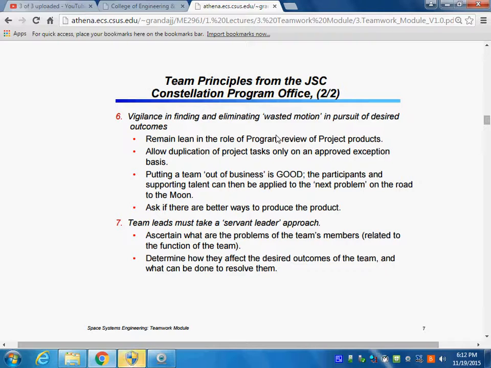I like number 7. Team leaders must take a servant leader approach and ascertain that the problems of the team members are related to the function of the team. How this affects the outcomes is, you see, being a servant leader.